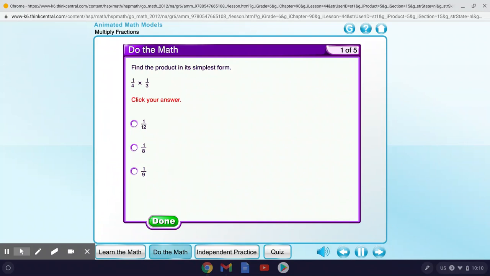All right, so what I would like you guys to do is to do the math, independent practice, and the quiz. So that's what I would like you to do now. If you already finished that from last Friday, then you may continue your study plan.